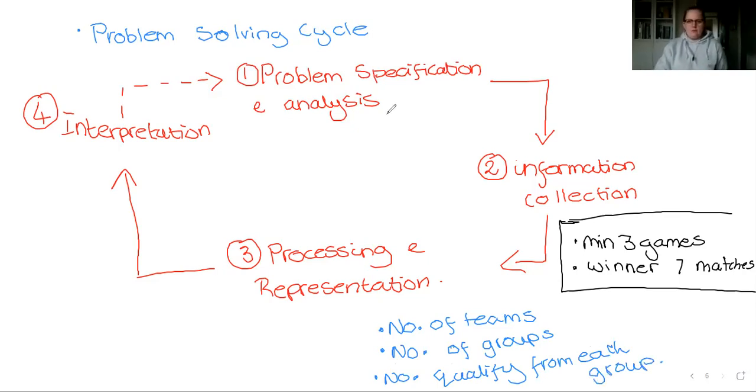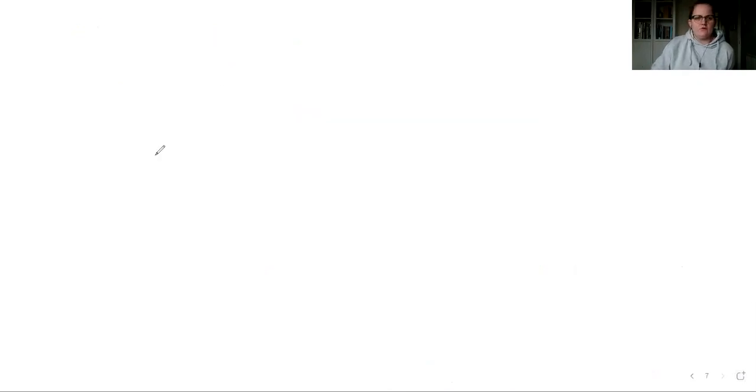So we would come up with our problem specification analysis. And then we would process this information, and go, okay, so what is some logic here? So we've got a minimum of 3 games. So the winner's got to play at least 7 matches. So you would work this backwards. So let's say our winner is Team W, and they're going to have to play at least 7 matches.